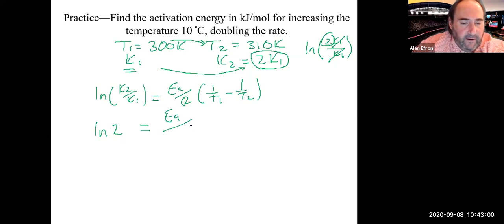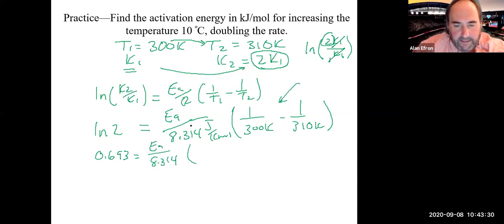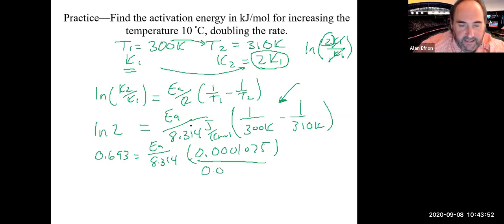Ea is what we're looking for. R is a constant. And our temperature term is 1 over 300 Kelvin minus 1 over 310 Kelvin. If we clean up some stuff here, the natural log of 2 is 0.693, equal to Ea over 8.314 times this part, which I'll calculate: 1 divided by 300, minus, parentheses, 1 divided by 310, close the parentheses. That gives us 0.0001075 and some more.